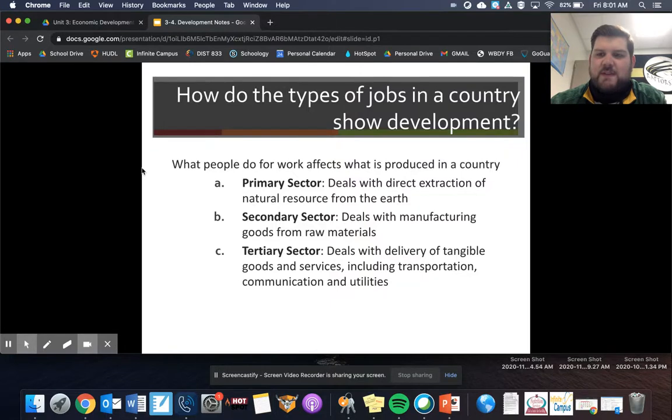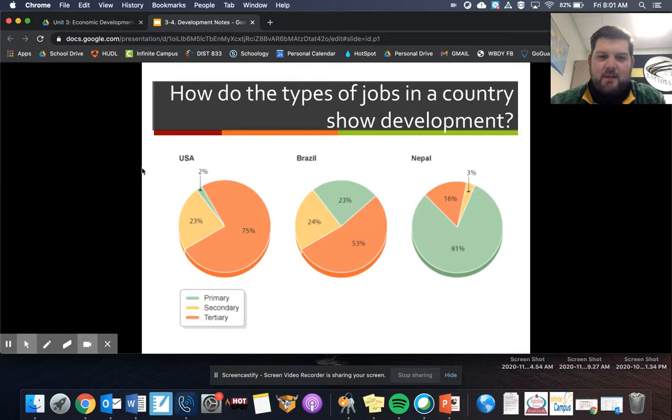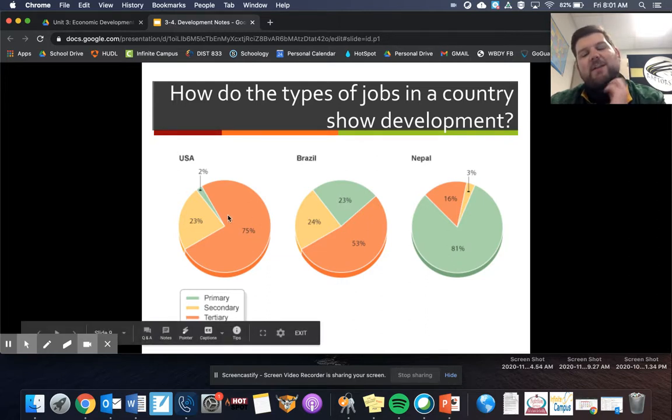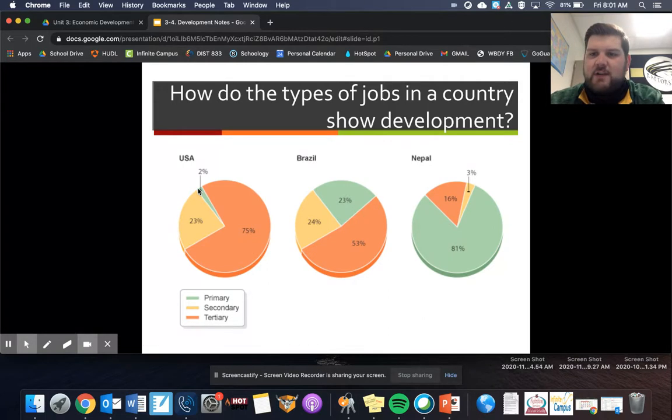Okay, and each one of those things tells us something different about development for a country. All right, so as you can see here, in the United States, which is considered a more developed country, we have a ton of tertiary sector jobs. So the more tertiary sector jobs you have, the more of an MDC that you are. There are some secondary and a very low percentage of primary jobs. The higher your primary jobs, the more likely you are to be an LDC. The higher your tertiary jobs, the more likely you are to be an MDC.